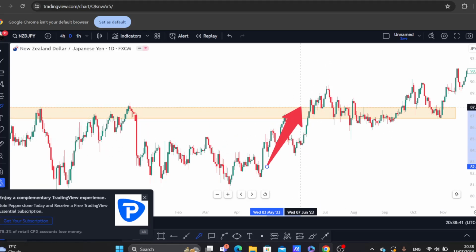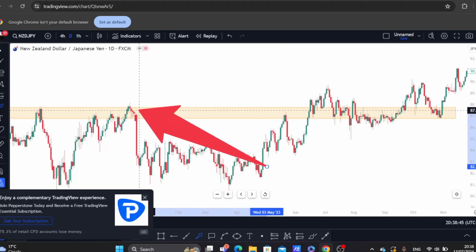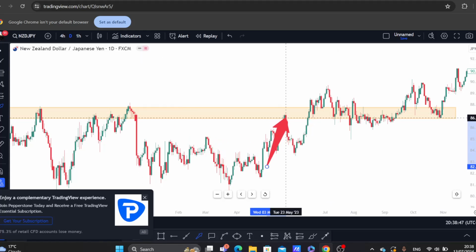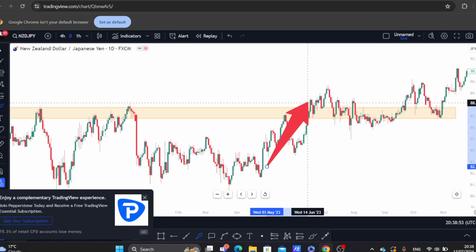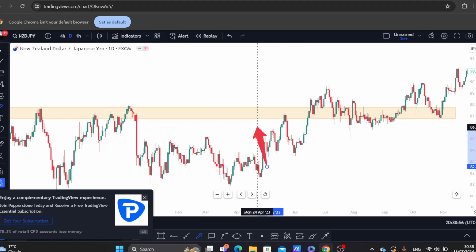Price went back and took you out, because if you've taken that supply zone there, you've sold here, your stop is going to be above the level. You have been taken out. Okay, so that is the supply and demand traders.